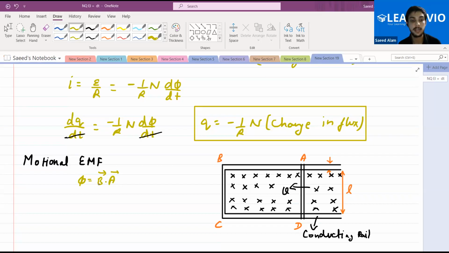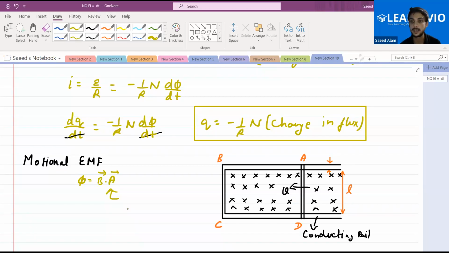So if the flux is defined by B dot A, then if the rod moves, this A is going to change. Yes or no? If the rod moves, the area of this loop ABCD is going to change. But at the time when the rod is not moving, will any EMF be induced in it or not? No, there will be no EMF induced in it. You are absolutely correct, because the flux is not changing there.